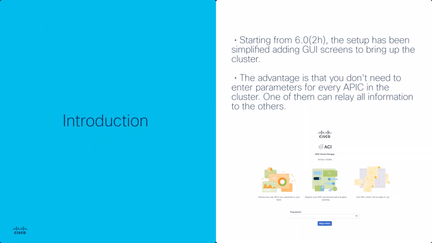Beginning with Cisco APIC Release 6.0(2)H, the initial cluster setup and bootstrapping procedure has been simplified with the addition of graphical user interface screens, better known as GUI, to bring up a cluster. The APIC Cluster Bring Up GUI supports virtual and physical APIC platforms. The virtual APICs and physical APICs can be connected to the ACI fabric directly to the leaf switches or remotely attached through a layer 3 network. The GUI supports both scenarios.